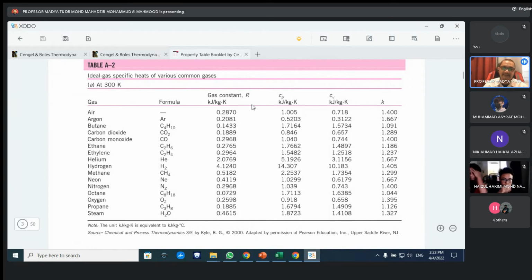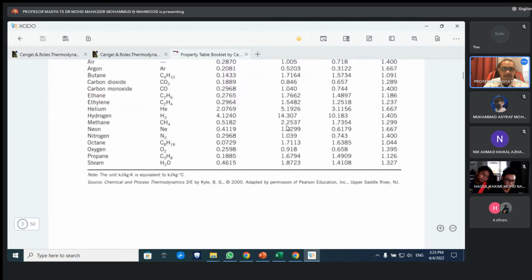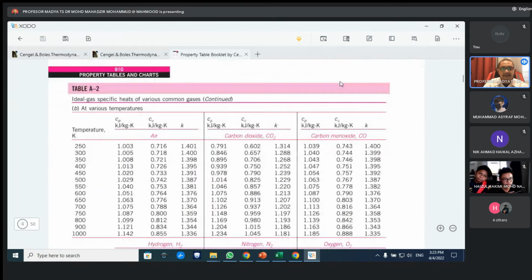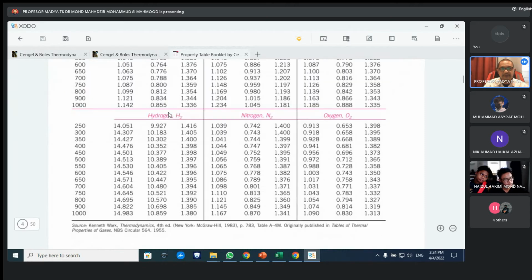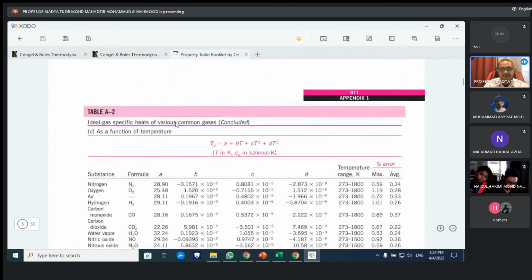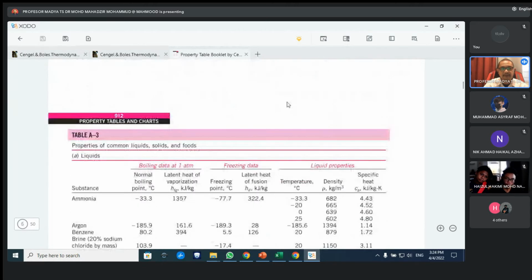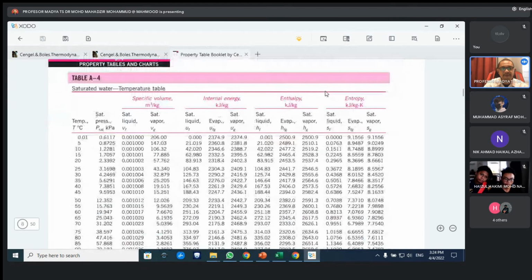Okay, now I just mention it, so you just listen. In part 3 chapter 2 you will learn about the gas constant, CP and CV, and also K. This is properties table A2. We jump to A4.